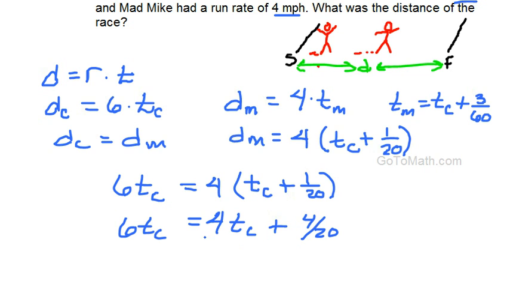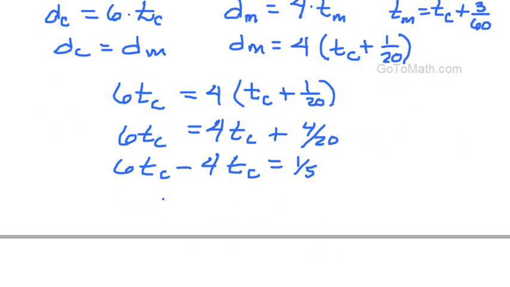Okay, so we'll go ahead and take the 4t of c over to the left, and that reduces down to what, 1/5, right? Okay, so this becomes 2t of c is equal to 1/5, and t of c is equal to 1/10. Now remember, this is in hours, so we'll say hours right here. Remember this is 1/10 of an hour. Okay, 1/10 of an hour.